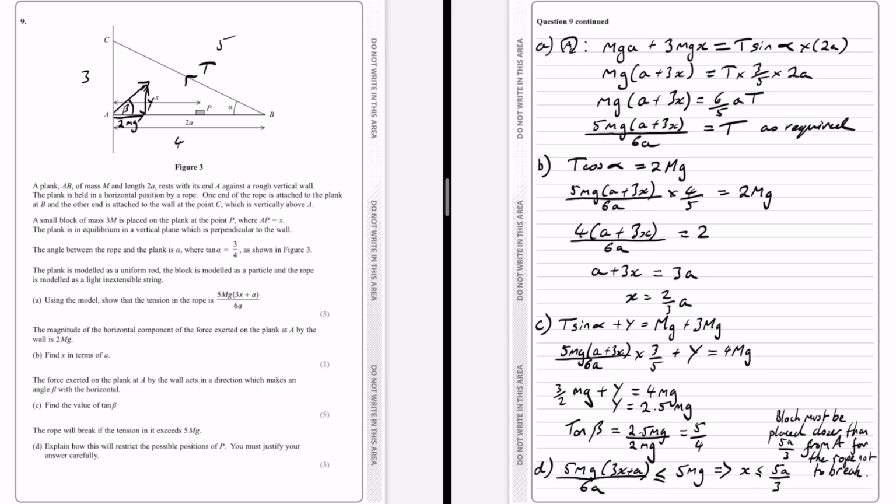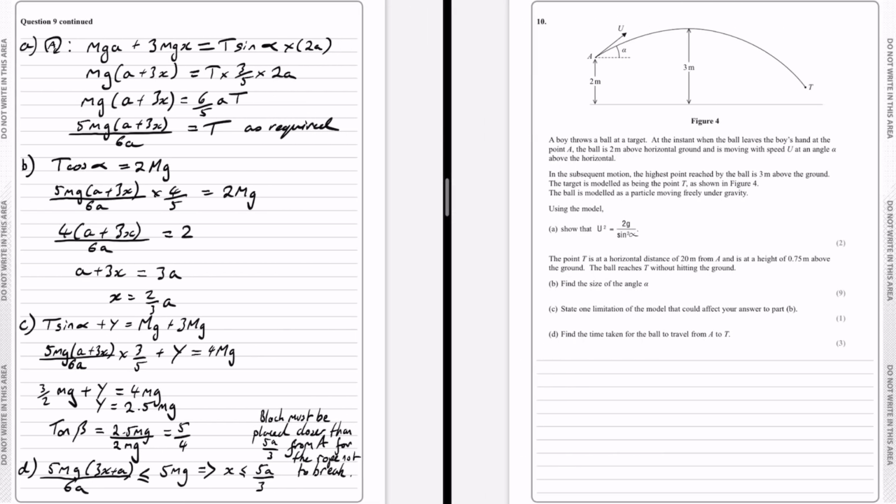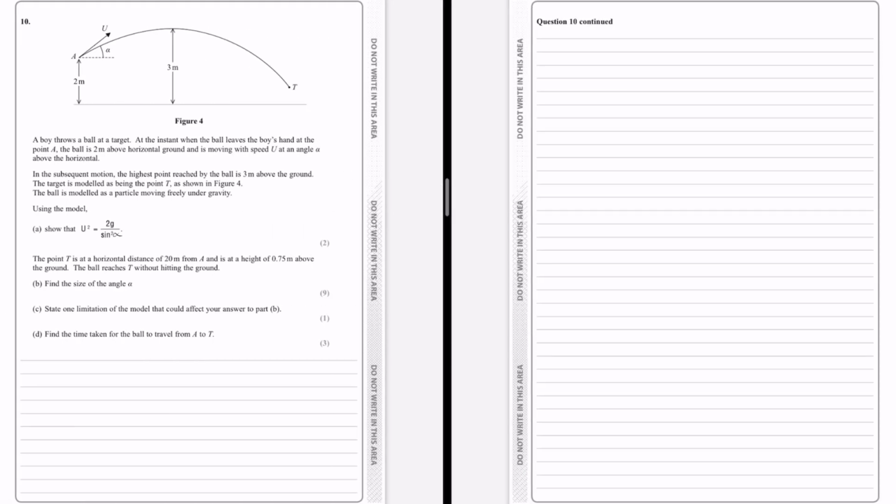And there we go, that's question 9 done. Question 10. Question 10, we've got projectile motion. I'm going to start by laying out what we know.